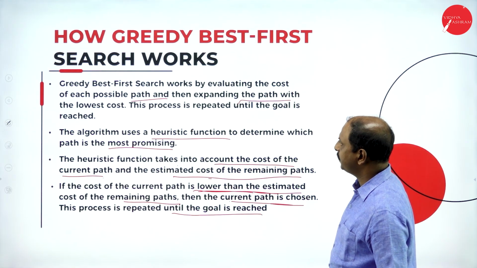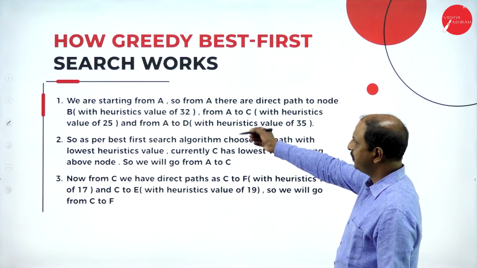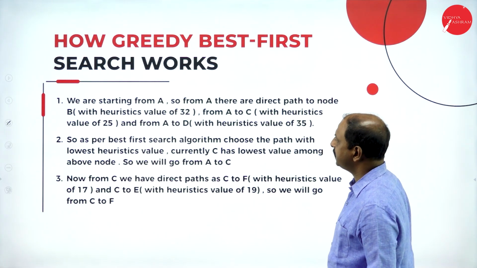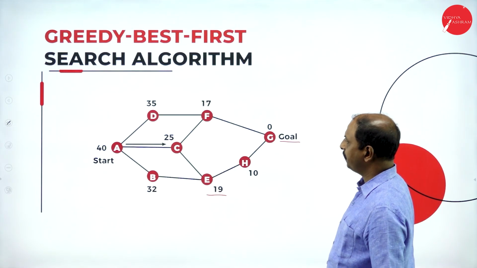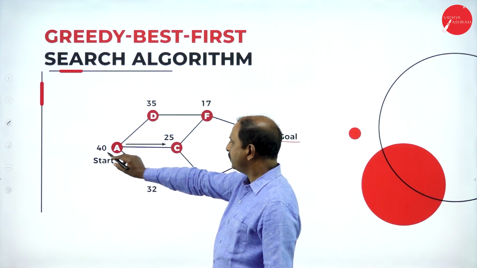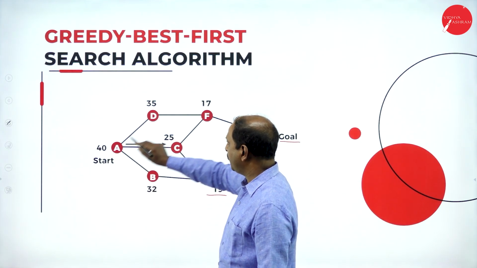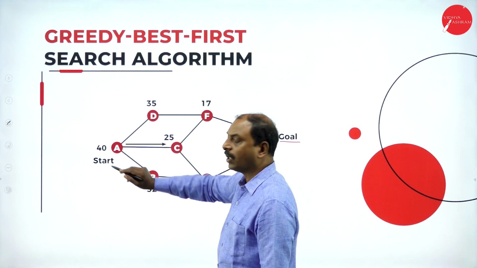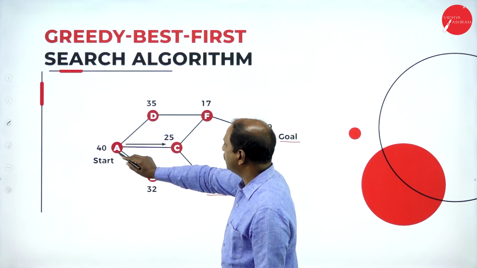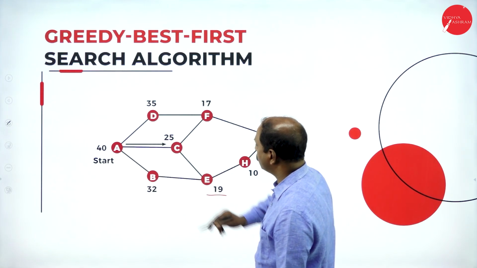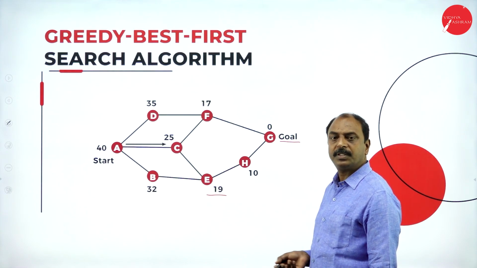Let us see the example here. As we are seeing the example, let us consider this example. Now here, if you look at the values, there is a heuristic value for each node. So first, this is the starting node. From here it has two possible nodes and it can take any of them.